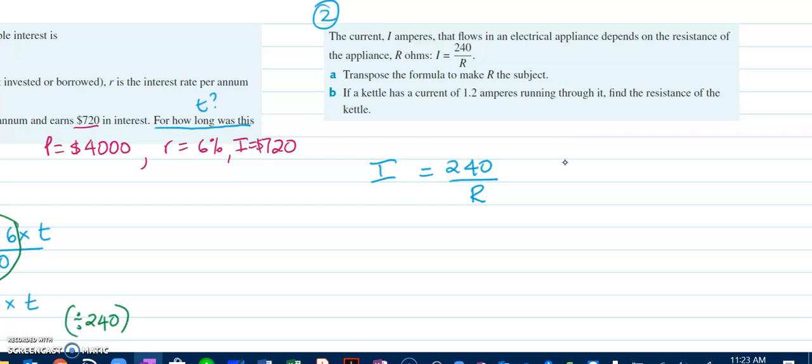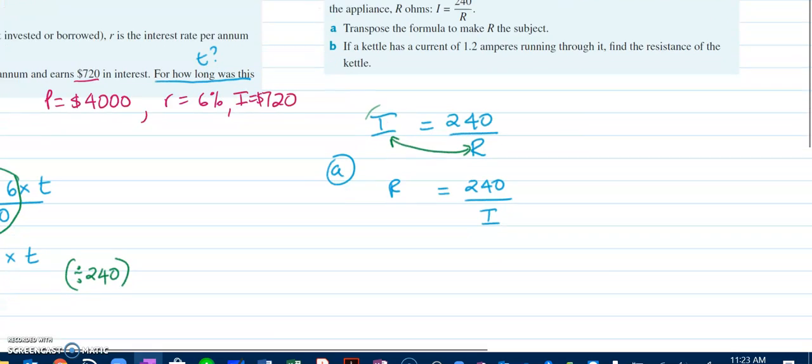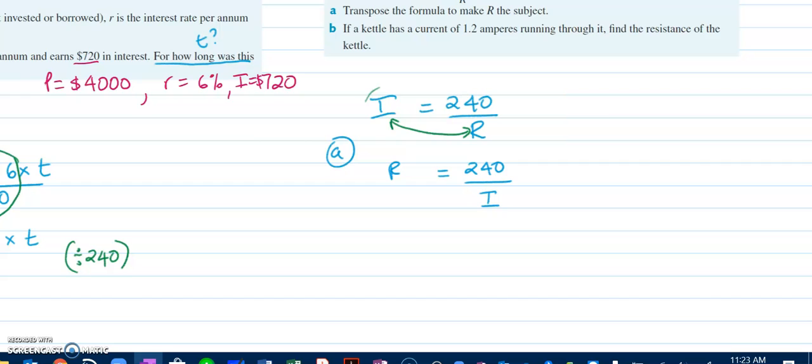Now, there's a couple of ways of doing that. We know that if we have our unknown in the denominator and only one variable on the other side, the simplest way to do that is just to swap. So that gives me R is equal to 240 over I. Now, how this is done, that's the long method.